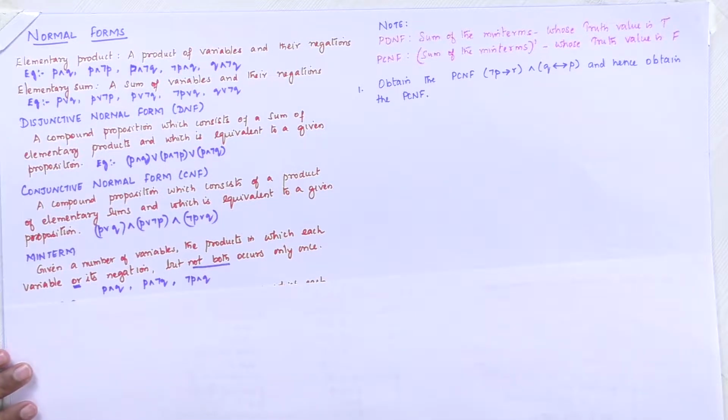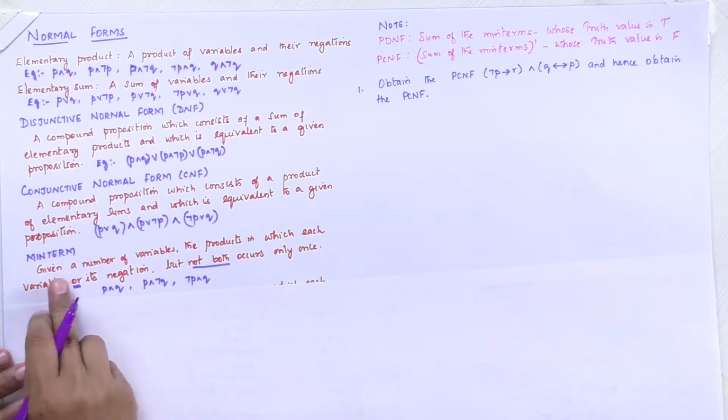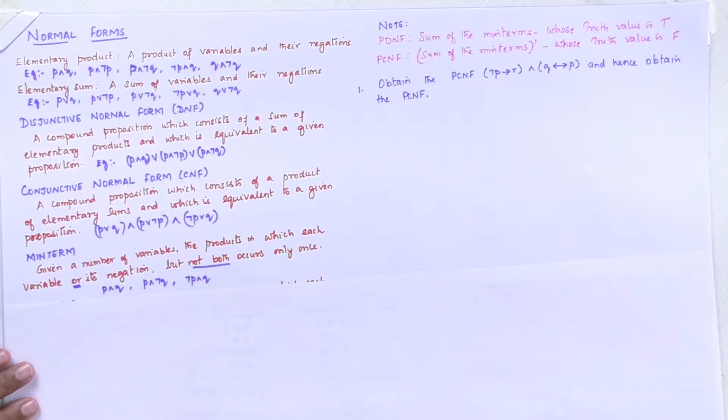So now what does this minterm say? Given a number of logical variables, the product in which each variable or its negation, but not both, occurs only once is called a minterm. Now you have understood the difference between the elementary product and the minterm.